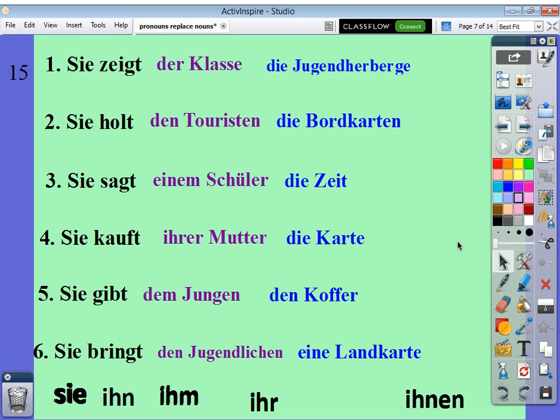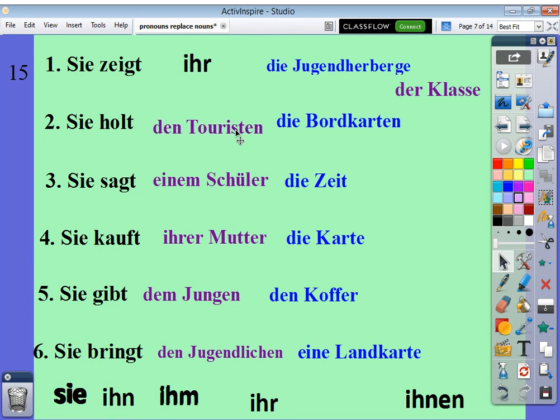Okay? So here we're going to take all of these indirect objects out, and we're going to put one of these pronouns in. Do note that the ending is going to be very important here. Okay? That's going to help us tell which one of these we're going to use. So, which pronoun are we going to use to replace der Klasse? If you said ihr, you are correct.